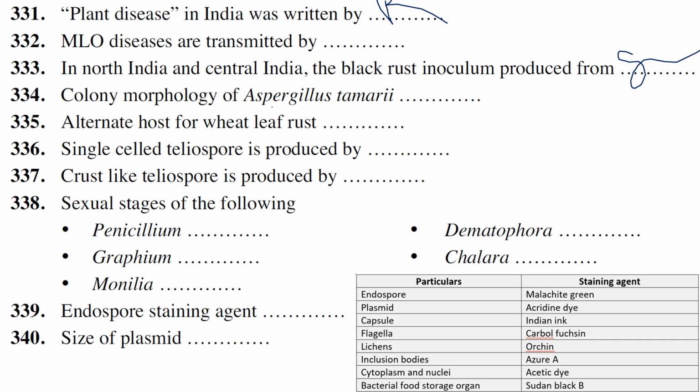Colony morphology of Aspergillus tamarii: generally the colony is brown in color. The alternate host for wheat leaf rust is Thalictrum species. For wheat stem rust, it is barberry, right?